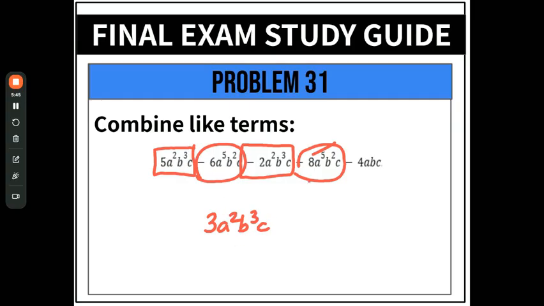And then I could do the same thing for these right here. So I've got negative 6 and negative 8 is going to give me minus 14a to the 5th b squared c. And then this one doesn't have anything for us to add or subtract it to, so we're just going to leave it. Minus 4abc.